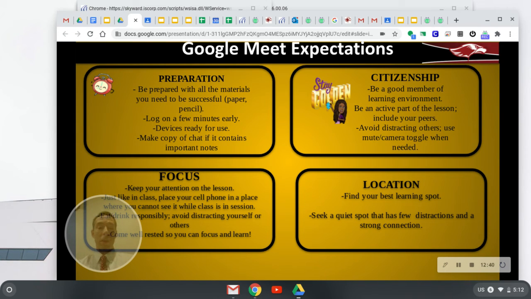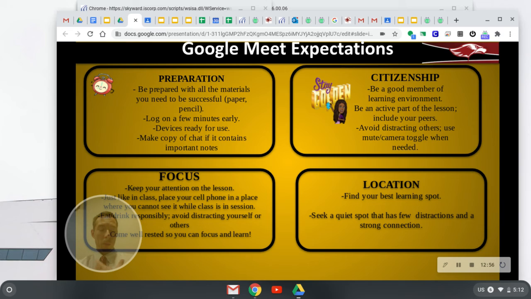Focus. Keep your focus on the lesson. Just like in class, place your cell phone somewhere where you can't see it. So upside down, other side of the table, around somewhere. You're not looking at it during the lesson. It's very important. The teacher will think you're not paying attention. You don't care about the lesson if you have your phone out.